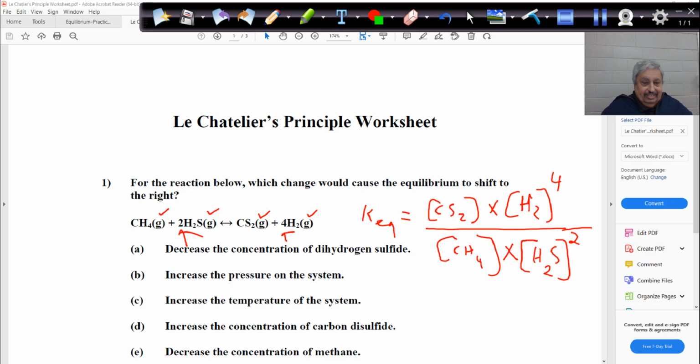Now the question is, what will happen if I decrease the concentration of dihydrogen sulfide? This is dihydrogen sulfide. This is the reactant. If I want to decrease the amount of it. So let's do this one here, and let's take a snapshot of this. Can I take this one out? I'll take a snapshot of it. Everybody has it?